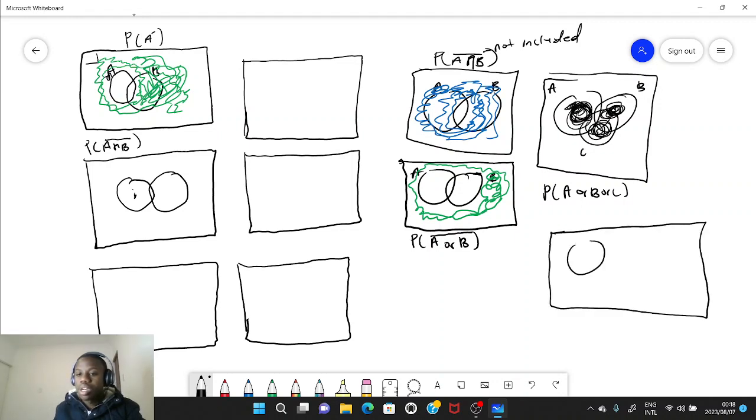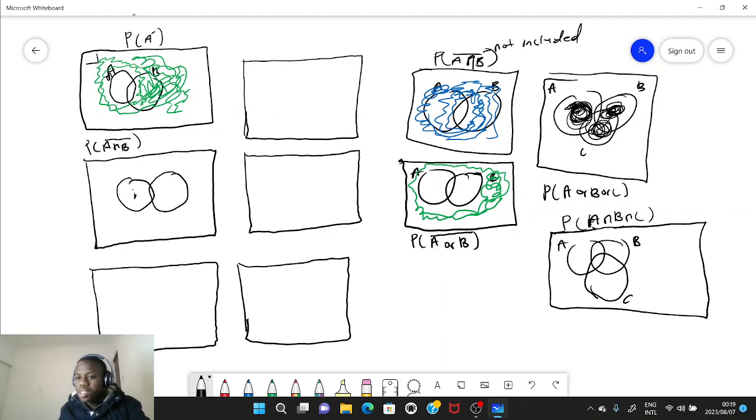In this case, we have one, we have two, we have three. So I still have my A here, I have my B, and I have my C. Now we are looking for the probability of A intersection B intersection C, so we are looking for the probability of A and B and C. We know that this sign is intersection, so I want the part where all of them intersect.